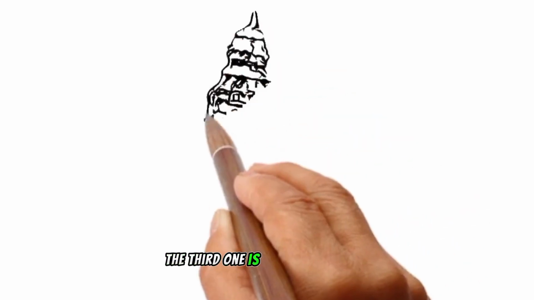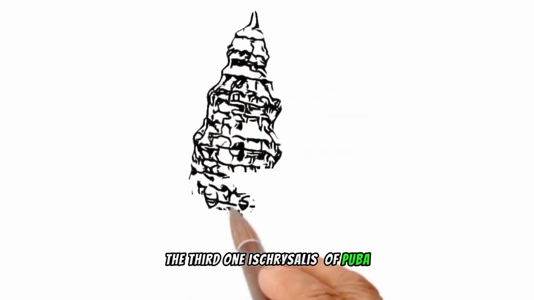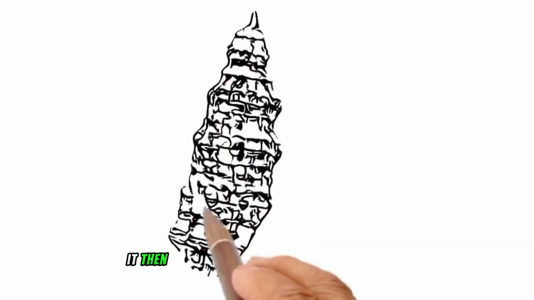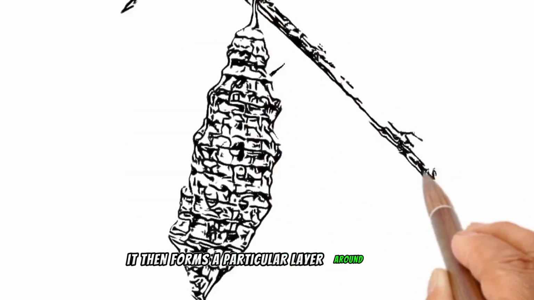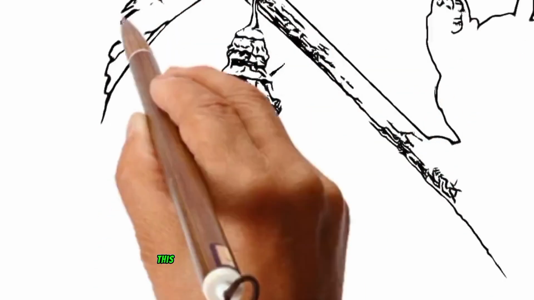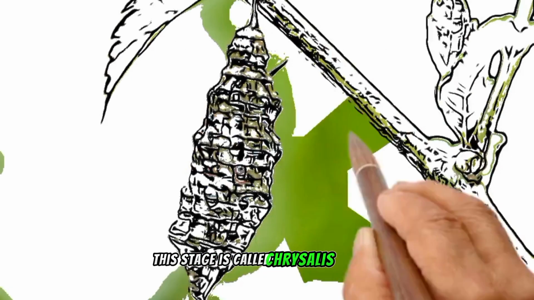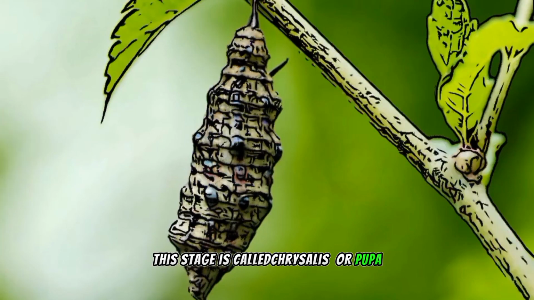The third one is chrysalis or pupa. It then forms a protective layer around itself. This stage is called chrysalis or pupa.